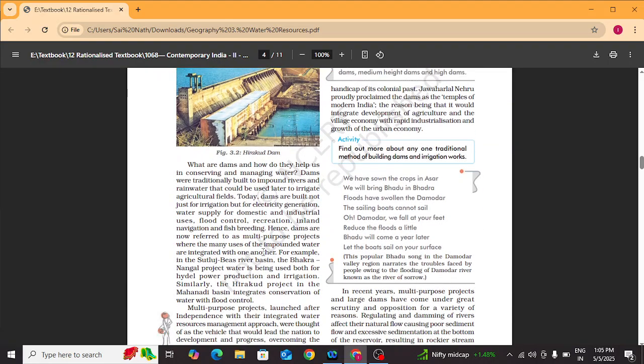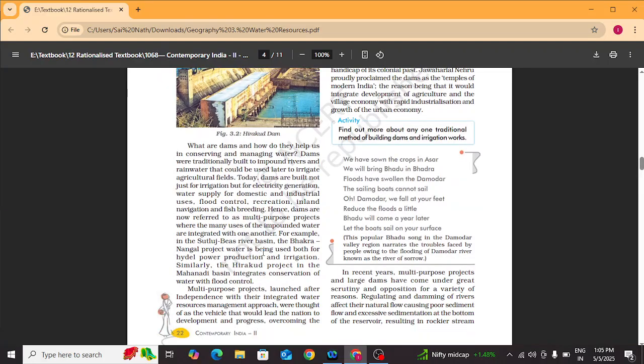but we'll be focusing more on what is being done in India today to conserve water. What are dams and how do they help us in conserving and managing water? Dams are one way, and how do they do it? Dams were traditionally built to impound rivers and rainwater that could be used to irrigate agricultural fields.